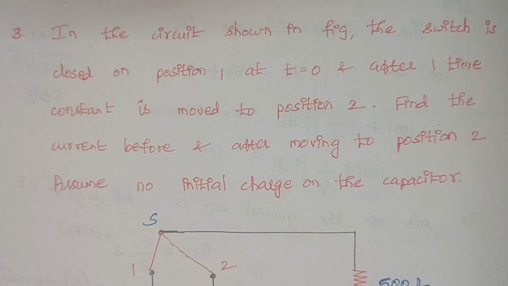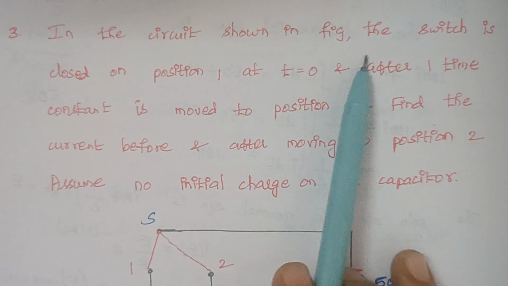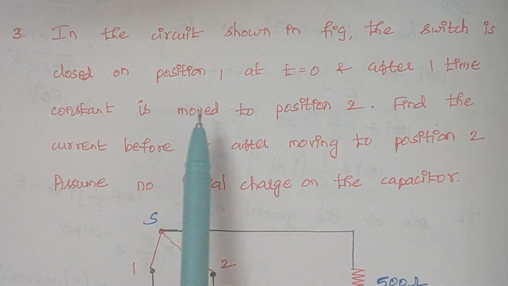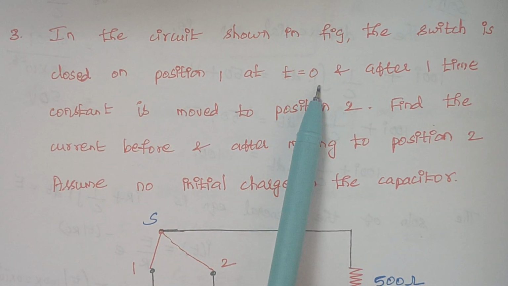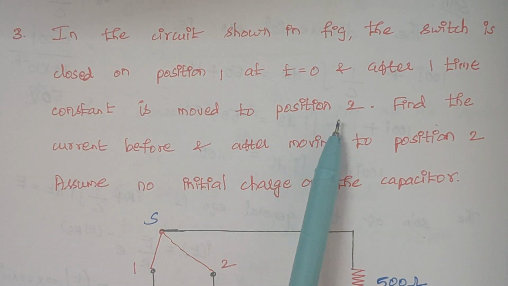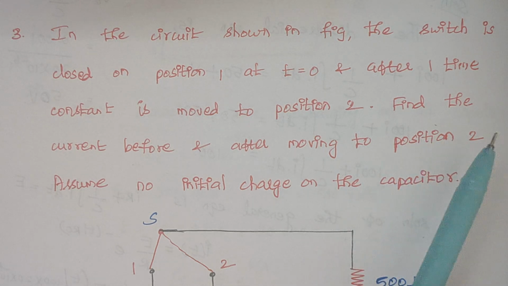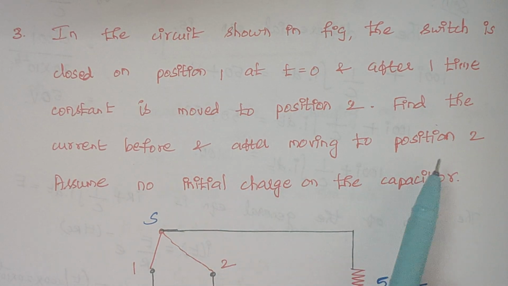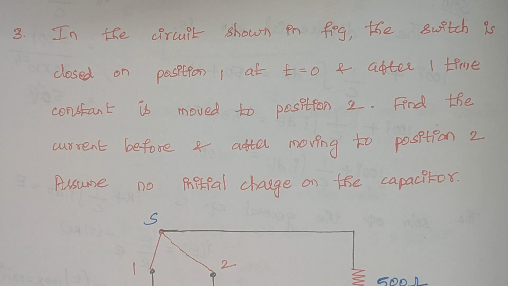The problem is, in the circuit shown in figure, the switch is closed on position 1 at t equal to 0 and after one time constant it is moved to position 2. So find the current before and after moving to position 2. Assume no initial charge on the capacitor.